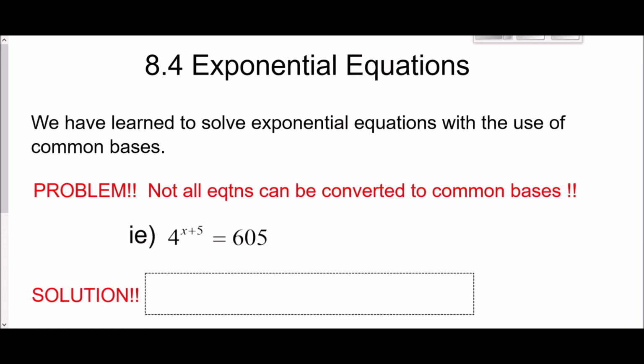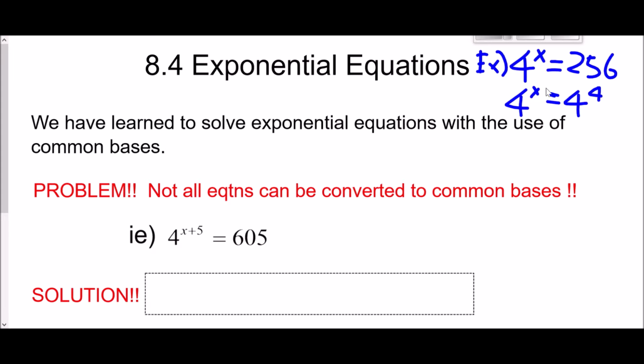For example, if 4 raised to the power of x is 256, find x. Okay, so in this case, we need to convert them into common bases. So this is 4 for the base of the exponent, then 4 raised to the power of what gives you 256? You can try. 4 to the power of 1, 4 to the power of 2, 4 to the power of 3, 4 to the power of 4. So 4 to the power of 4 gives you 256.